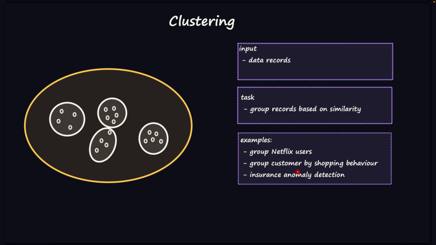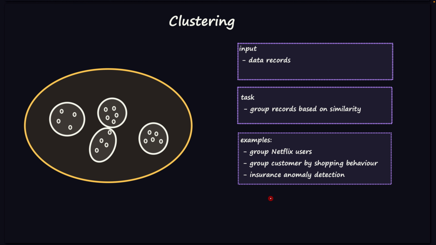We could also do clustering on customers by their shopping behavior. For example, some customers might be impulsive buyers, some customers will only buy if there is a bargain. So if you group those kinds of customers, then we will be able to do targeted marketing for them. And similarly, we can use clustering for insurance anomaly detection as well. If it is a normal claim, for example, it might form a cluster. Anything that sits outside of the cluster might be a fraudulent claim, so we may need to look at it. So that is another example for clustering.